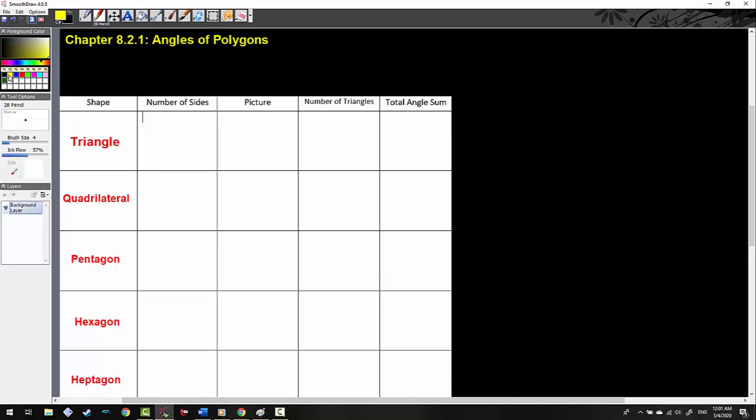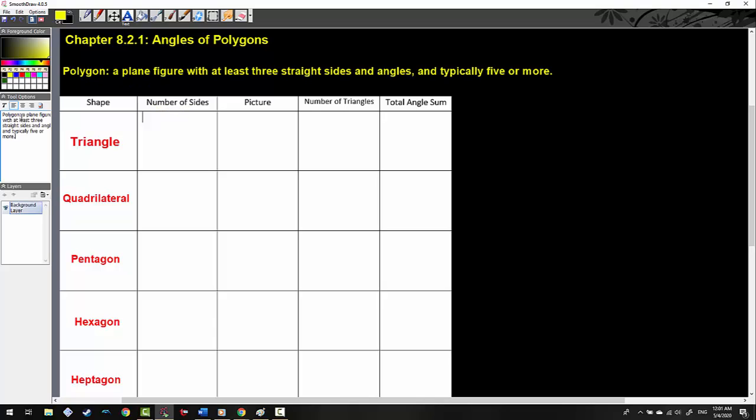Before we begin, I think we should probably define what a polygon is. A polygon is a plane figure with at least 3 straight sides and angles, and typically 5 or more. So take a second and copy down the polygon definition there.